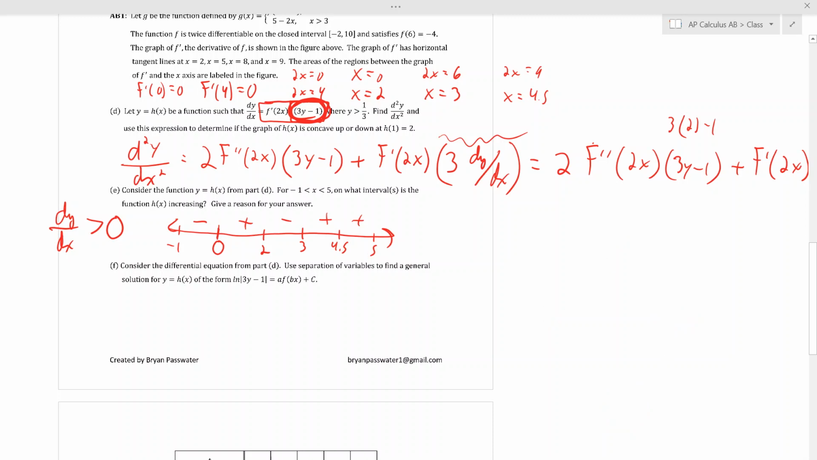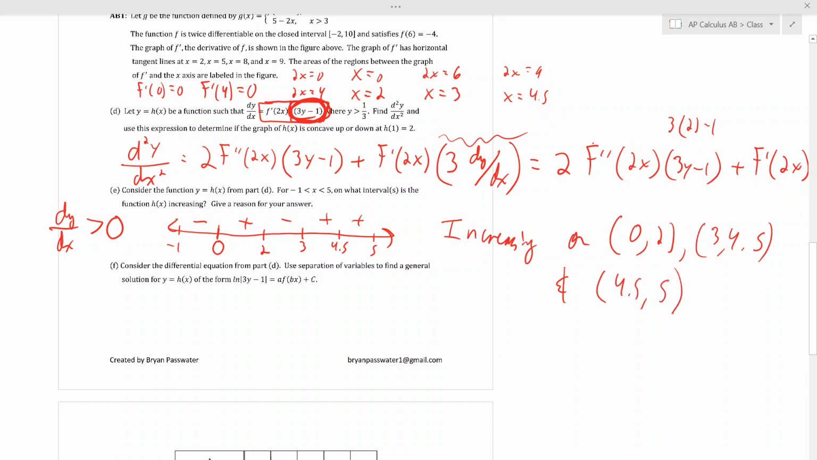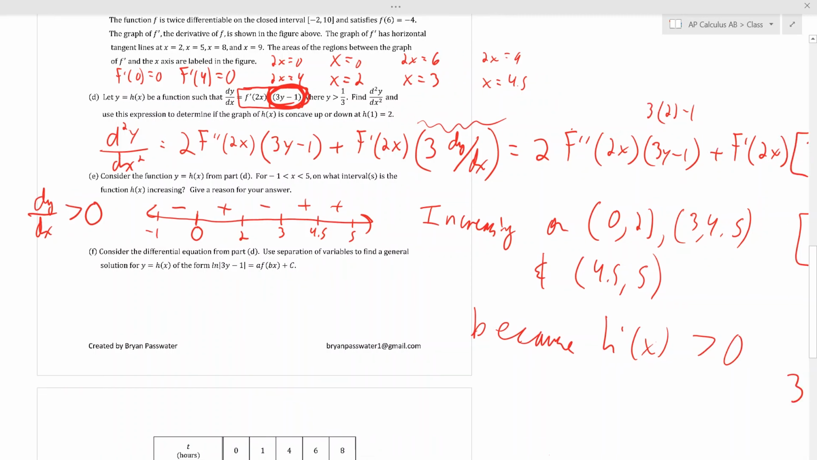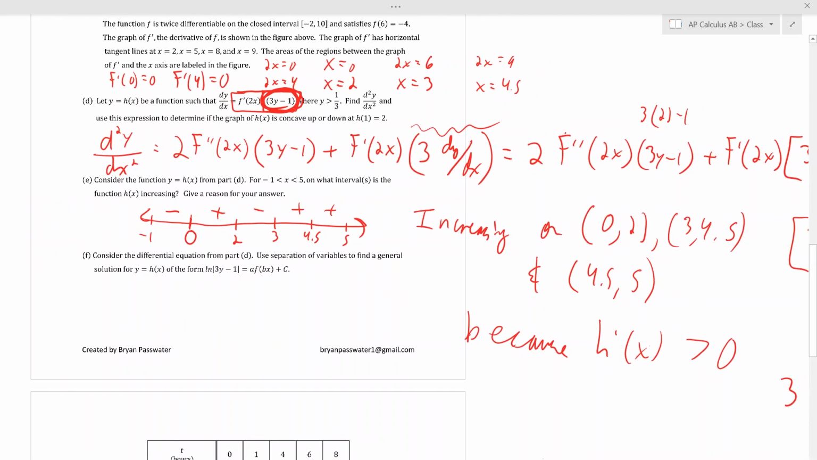But your answer is going to be, it's increasing on, and just list all the positive ones, 0 to 2, 3 to 4.5, and 4.5 to 5, because h prime of x is greater than 0. Whew. Okay, and you got to write somewhere too that I'm sure they want this. Look, I'm using dy dx and I'm using h prime of x. You got to write somewhere that h prime and dy dx are the same thing.